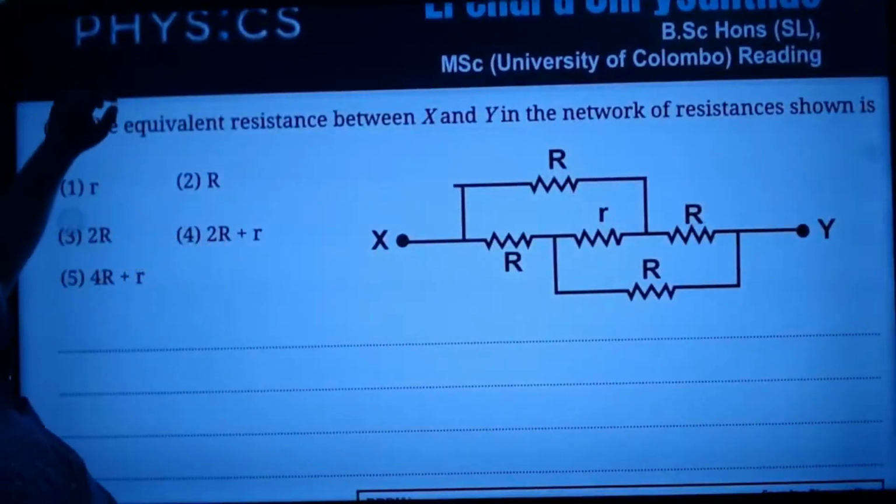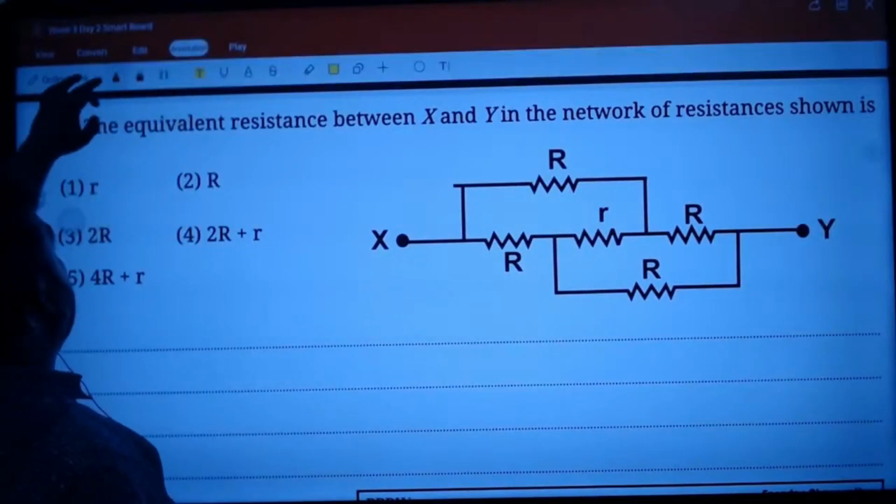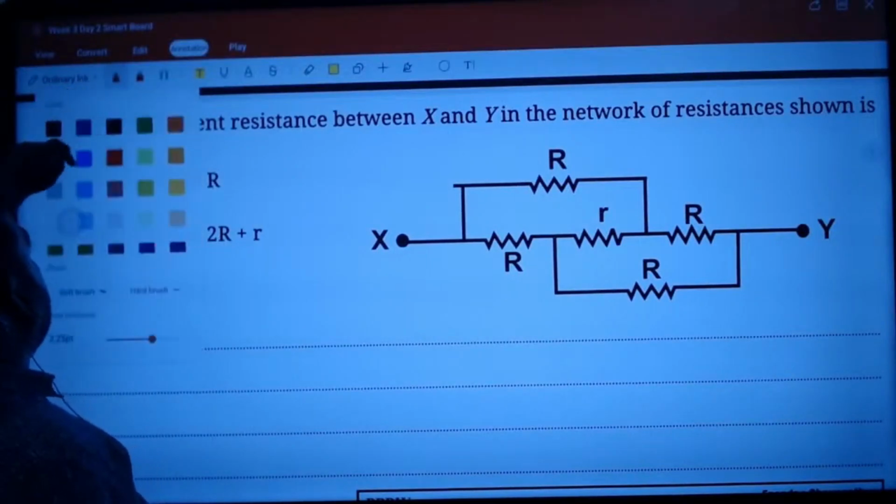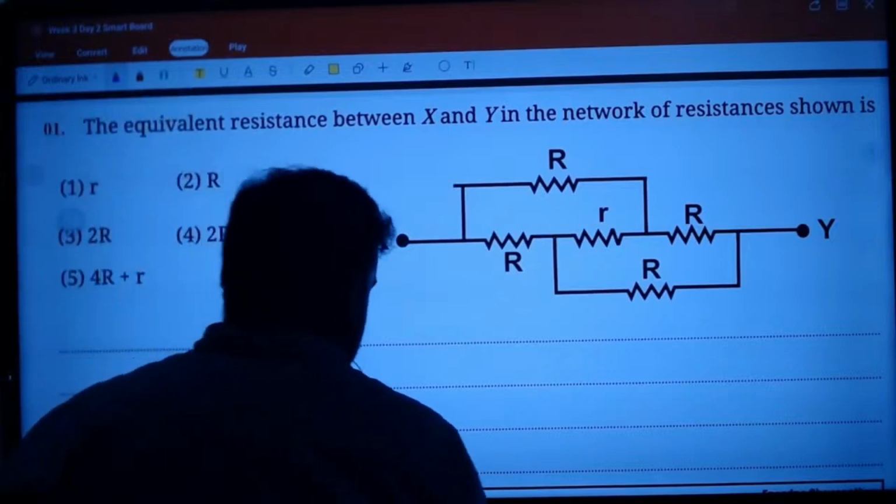So, we have an electricity question to start off. Have a look.